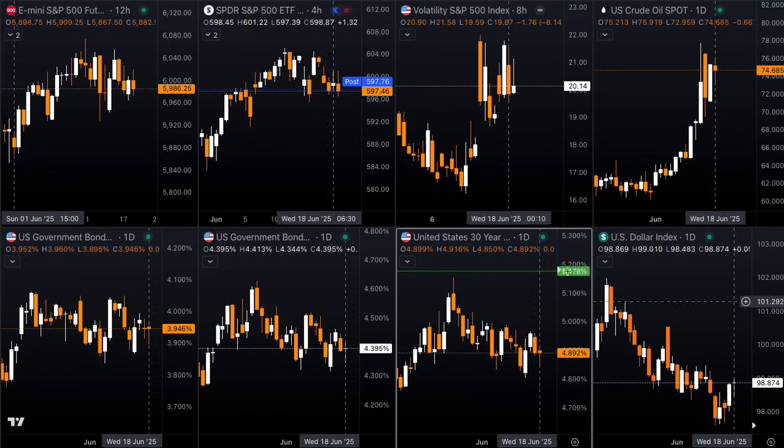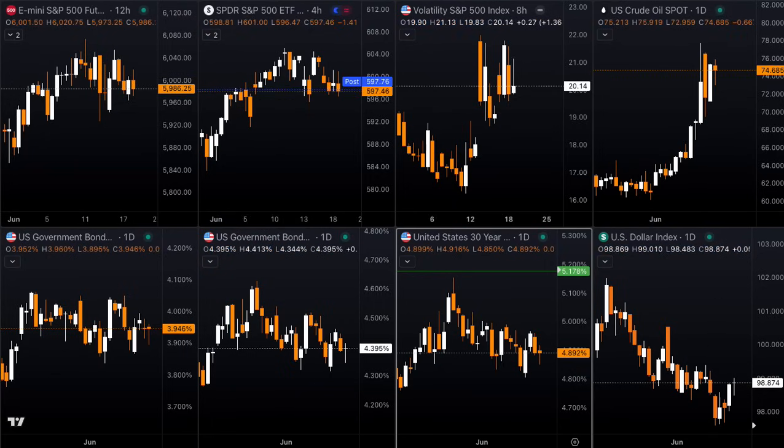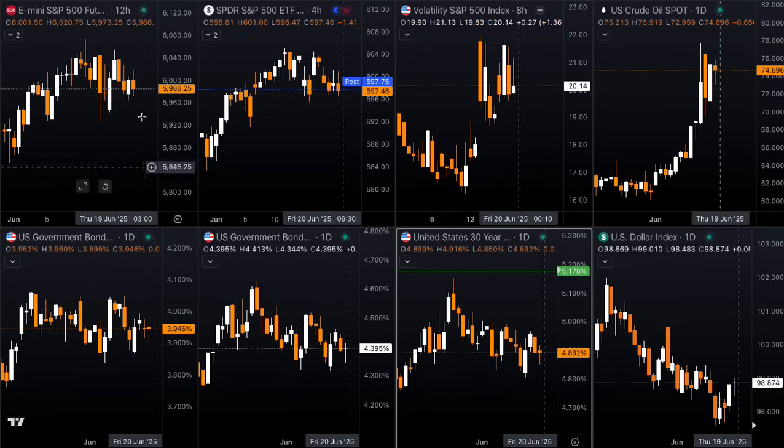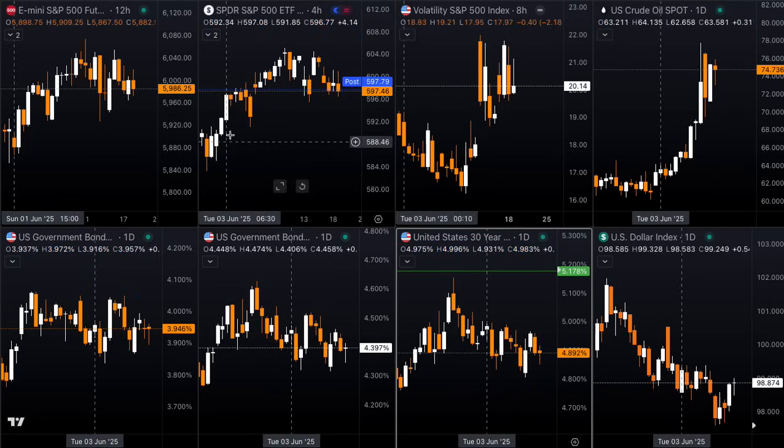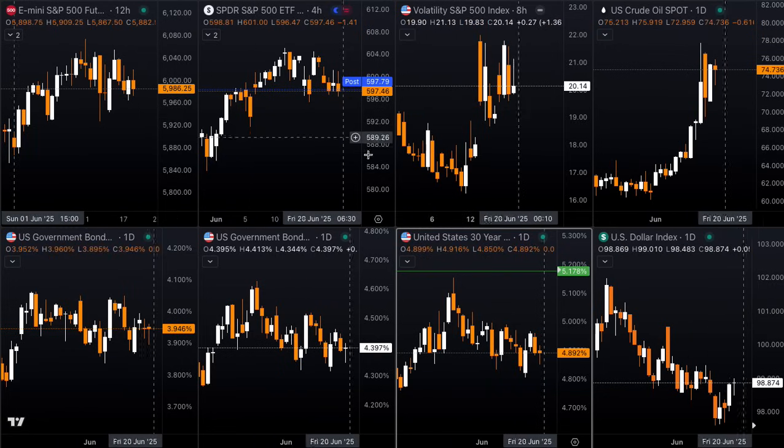So here is a brief overview of how markets reacted. The market is now closed. The S&P closed flat on the day, down 0.02%, basically flat on the day for the S&P.